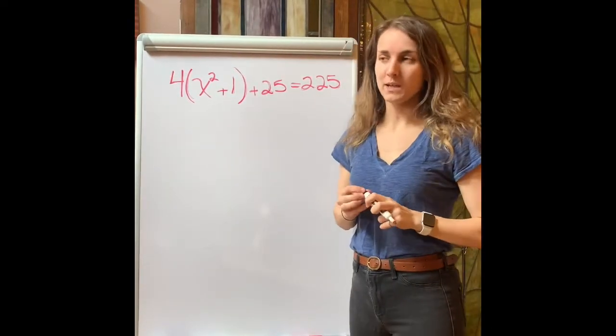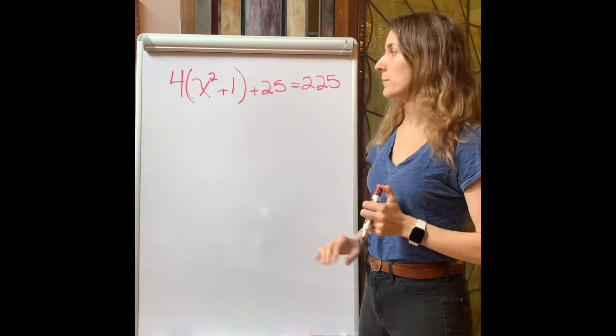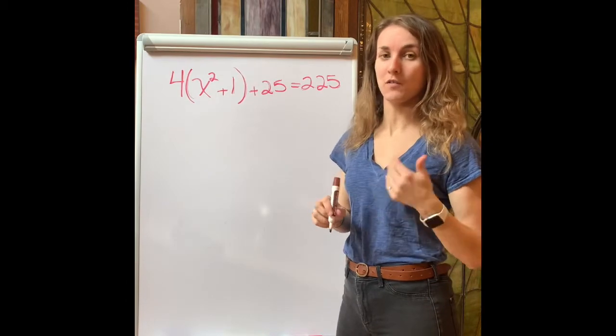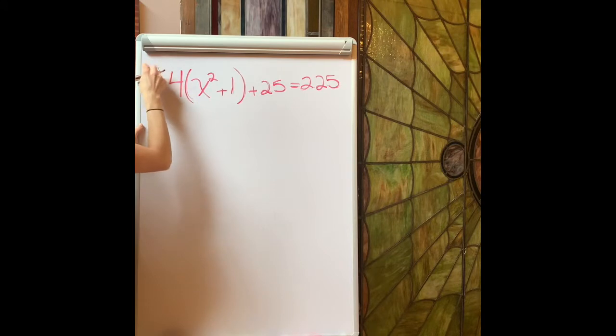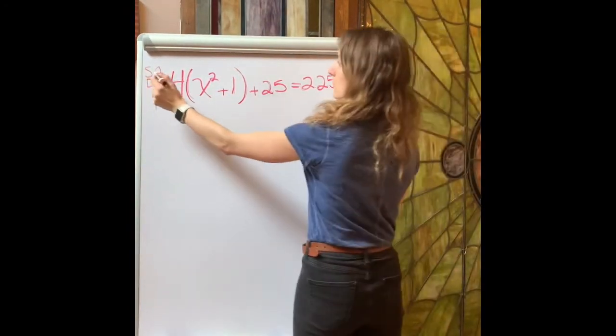Now I want to do an example where it's a little bit more complicated. There are quite a few operations in here. So I'm going to write SADMEP on the side just to remind me what order to follow. Subtraction and addition, division and multiplication, exponents and parentheses. And remember, I write it like this. It's like a descending tower because subtraction and addition go together and division and multiplication go together, in either order from left to right. So the first thing I'm going to look for is subtraction.